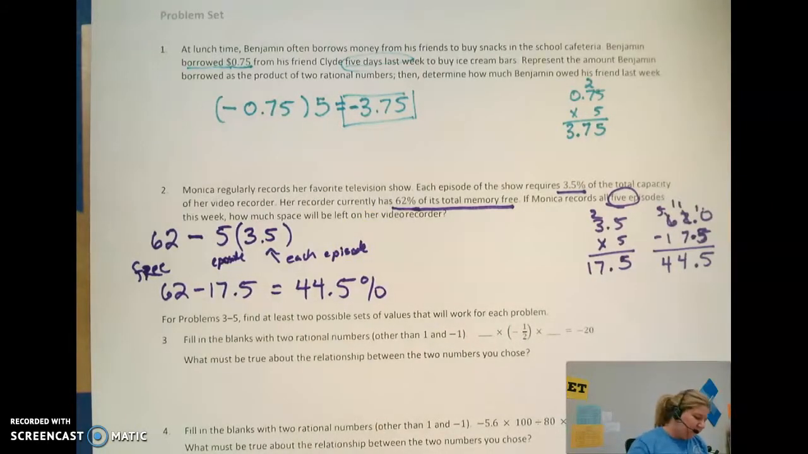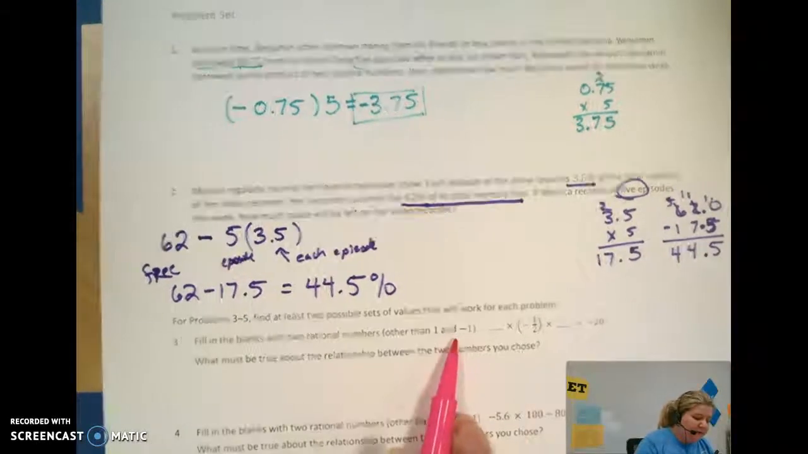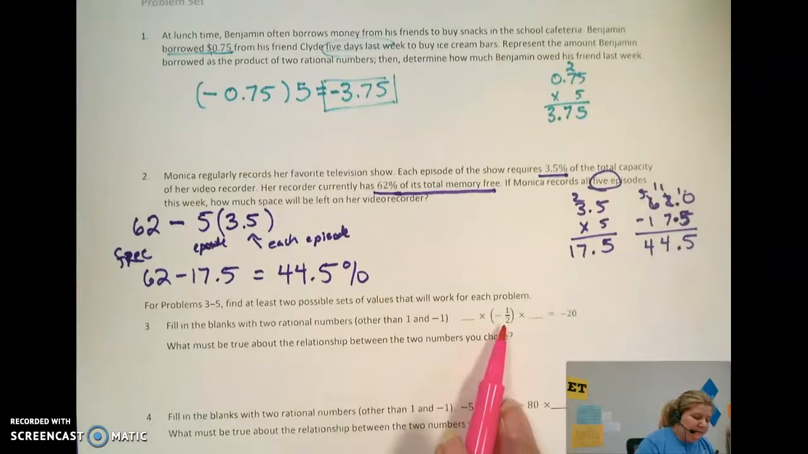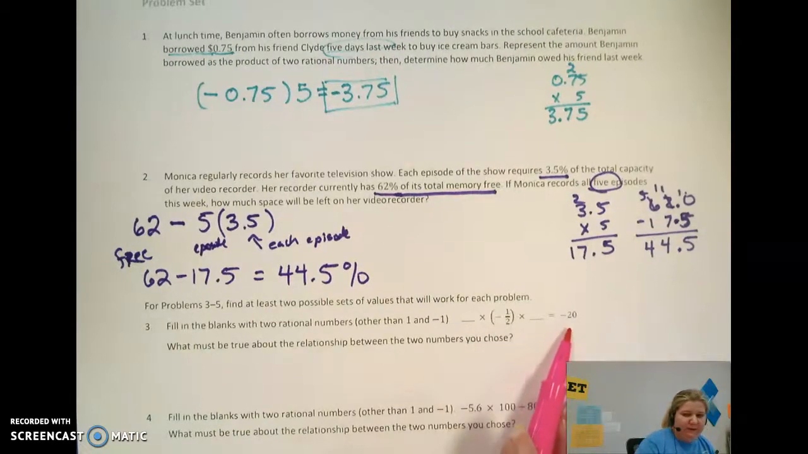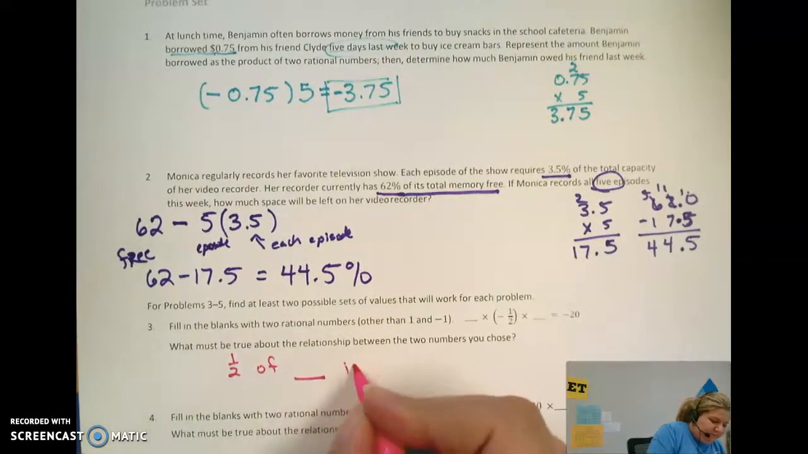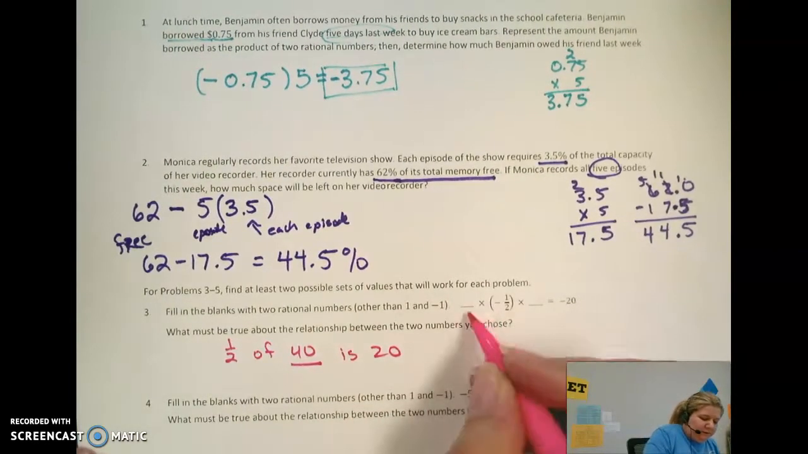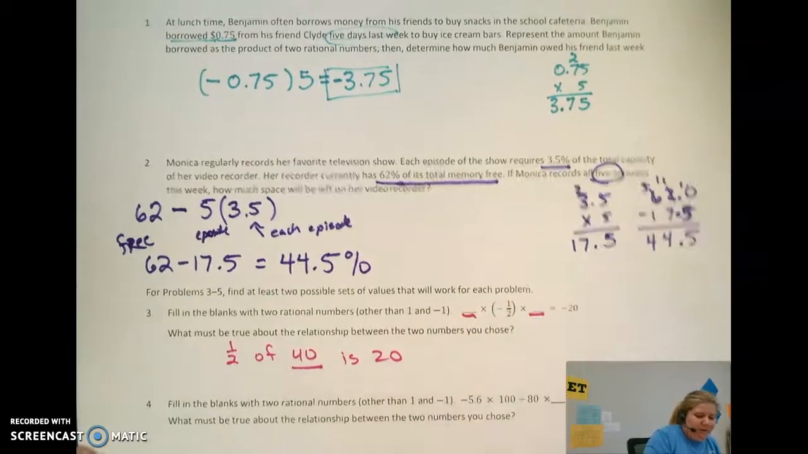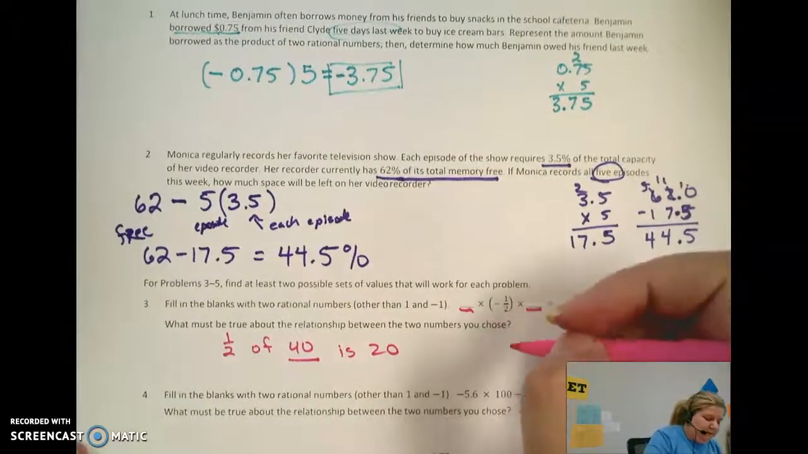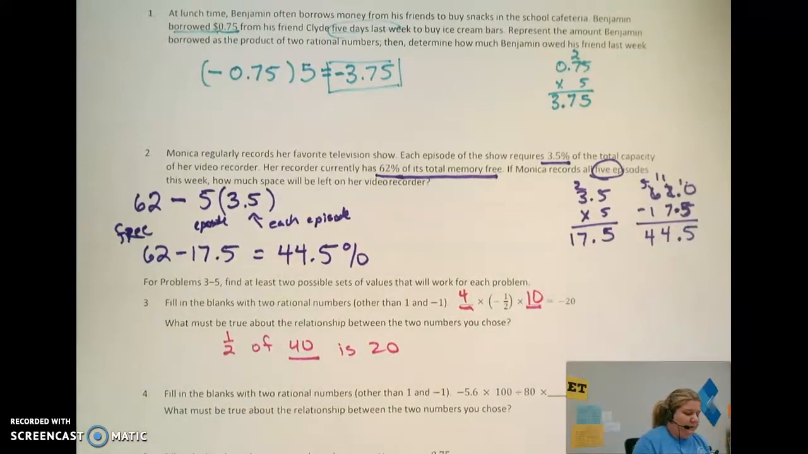Starting at number 3, we're going to fill in the blanks with two rational numbers other than 1 and -1. So I'm asking myself, half of what is 20? Well, half of 40 is 20. So I know that I need two numbers here that are going to multiply together to give me 40. So I'm going to pick 4 and 10. You could pick 2 and 20. That would be fine. But half of 40 is 20, so I'm going to start there.